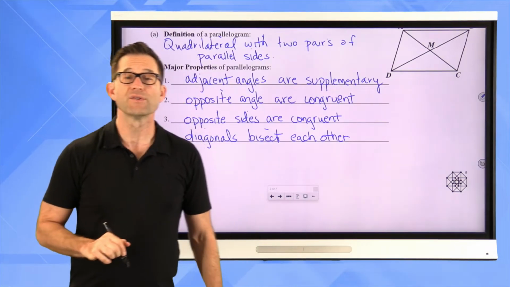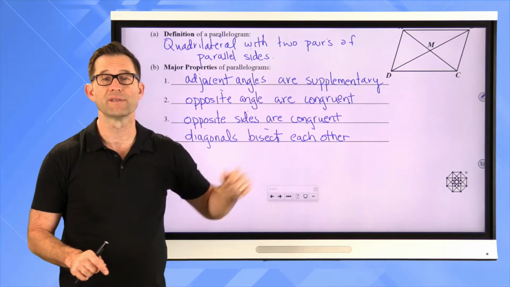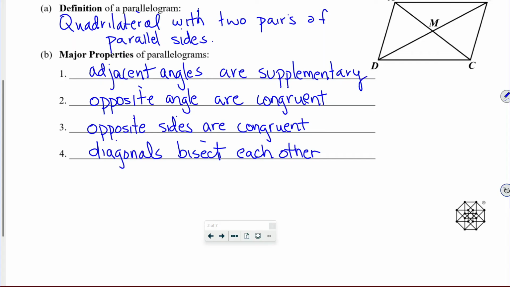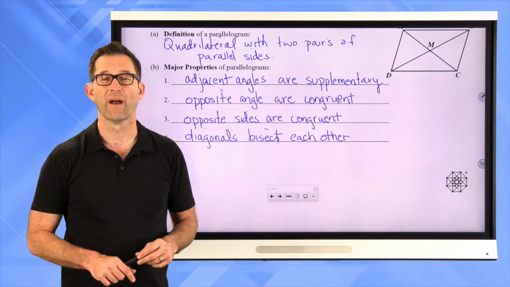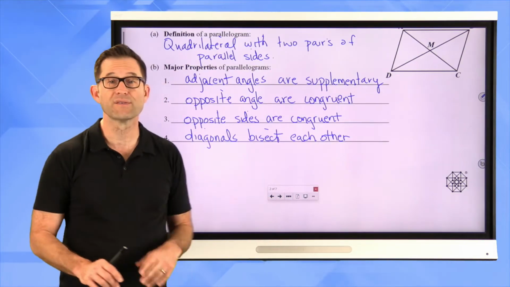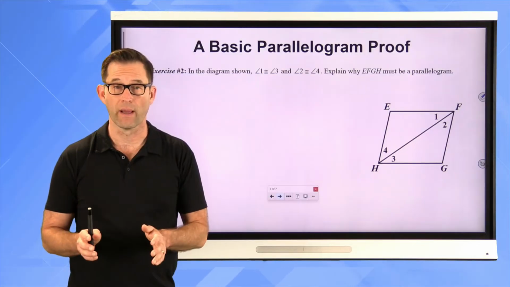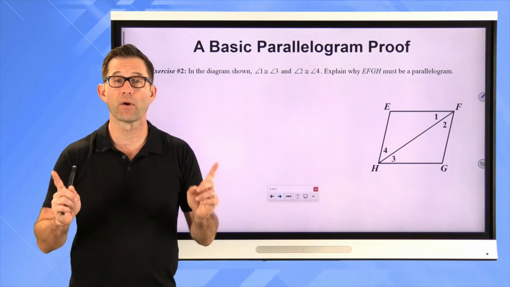So what I'd like you to do is pause the video for a moment and write down any of these that you might need to. All right, let's move on. Now, the rest of the lesson is going to be devoted to proving that figures are parallelograms.